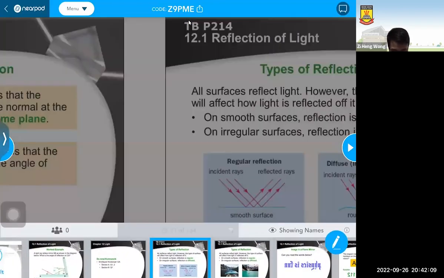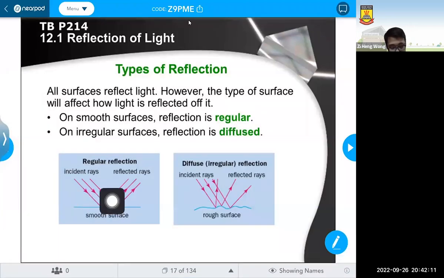So types of reflection: you have regular reflection and diffuse reflection. Basically the smooth and the rough surface. When we talk about smooth and rough, we are looking at these surfaces at a microscopic level. For example, you touch your table and it feels very smooth. It doesn't mean that it's a smooth surface. It's actually microscopically considered rough. That's why you cannot see a perfect reflection of your table. On any surface where you can see a very nice reflection, we can call that a smooth surface.